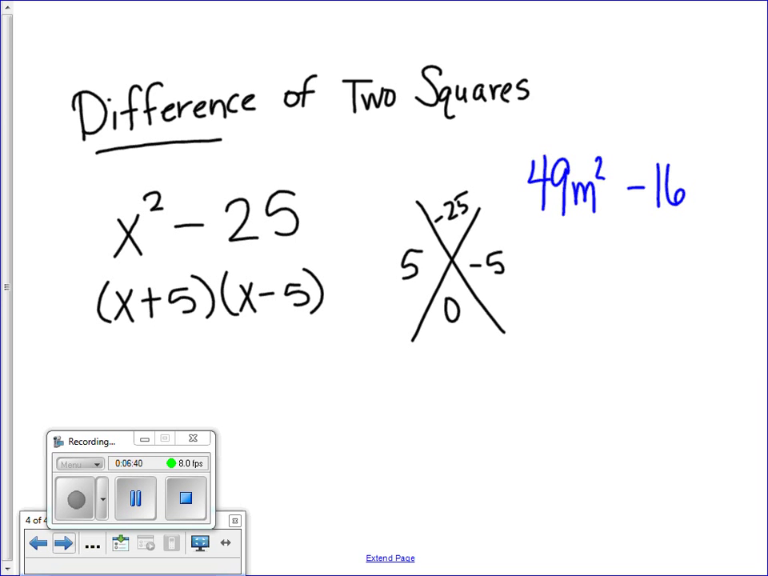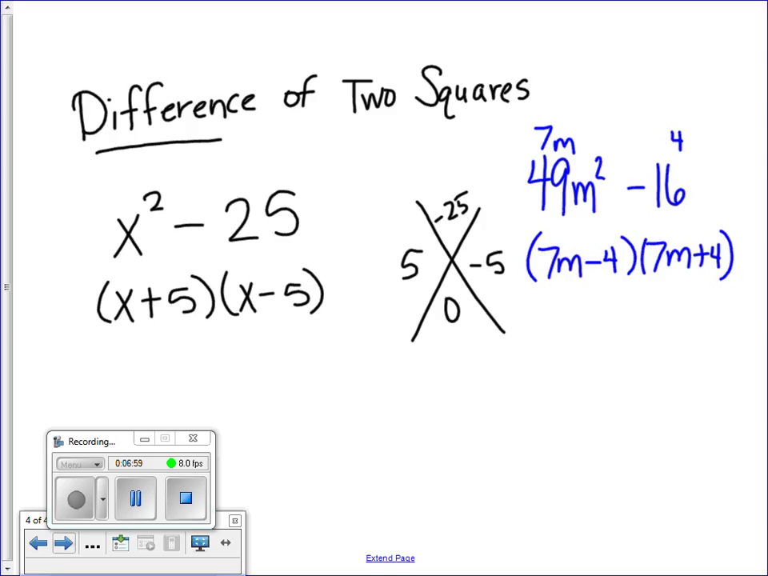Is that the difference of two squares? What's the square root on this one? What's the square root on this? So it's going to be 7m minus 4, 7m plus 4. Okay? Save yourself some time. Recognize that it's the difference of two squares.